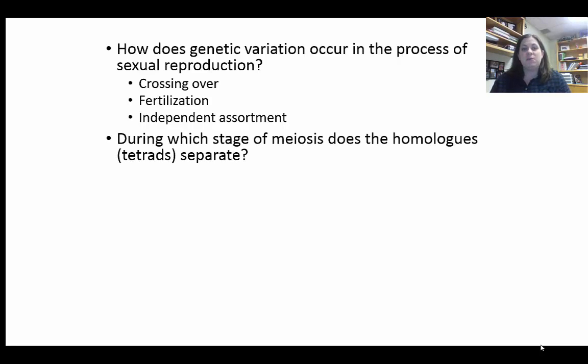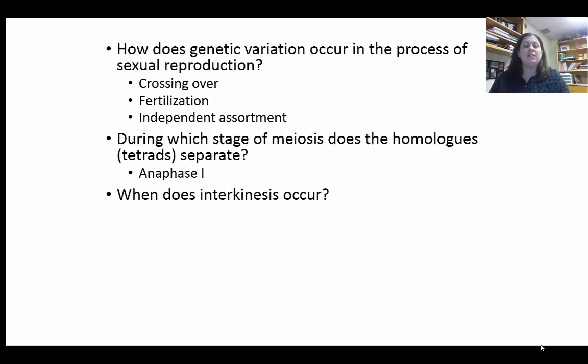Now, during which stage of meiosis do the homologs or tetrads separate? Okay, so when we look at this, homologs or tetrads meaning we have a set of 4 chromosomes. And if they're separating, we know that this is anaphase. So the tetrads are only found in meiosis 1, so this would be anaphase 1.